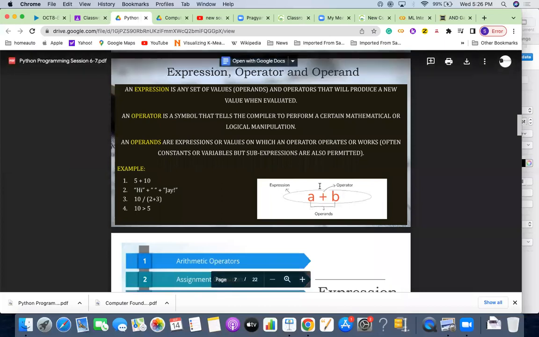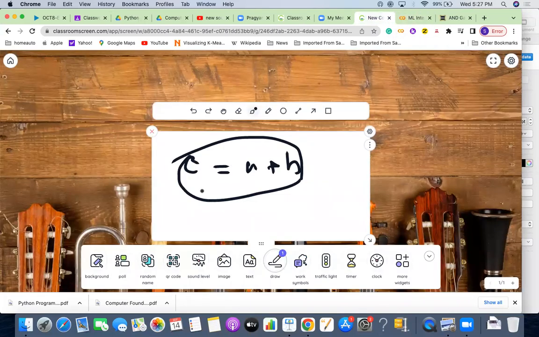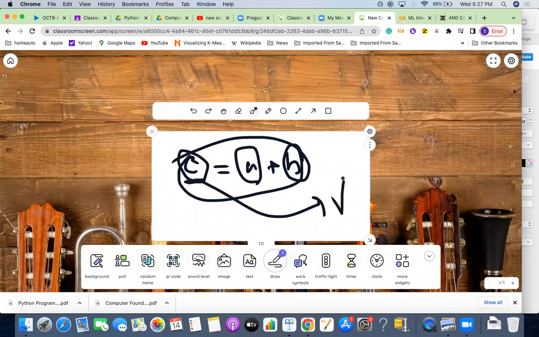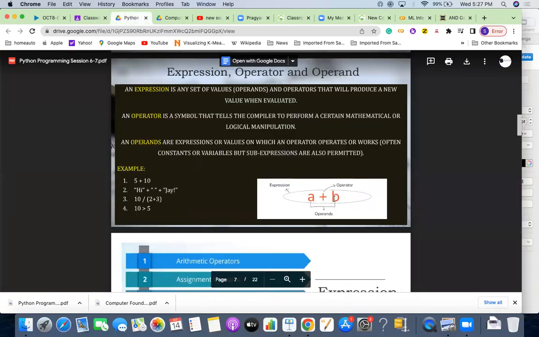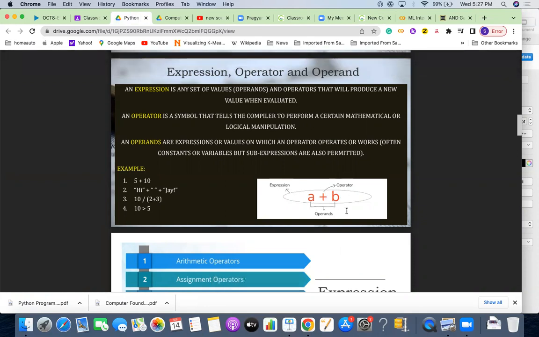Now in that there are two things. These are all of one kind, these are all variables, correct? These variables that we are using are called operands, and this is called the operator. This is a very, very basic thing. So there is an operand and there are operators. When we say expression, operators, and operands, this whole thing is called an expression.